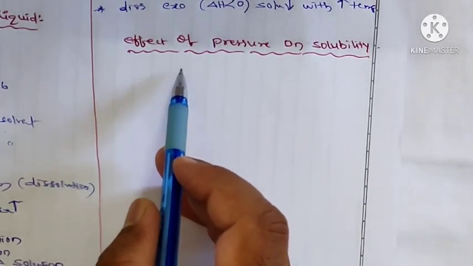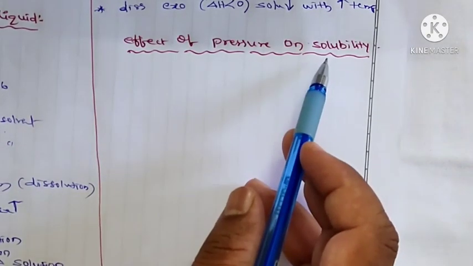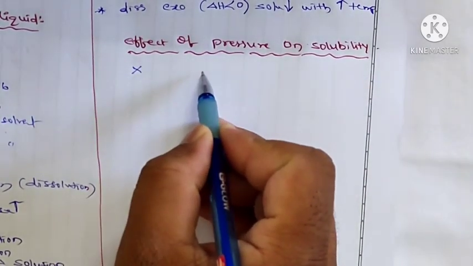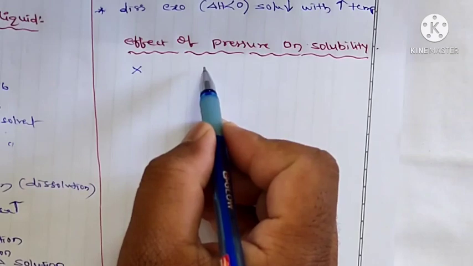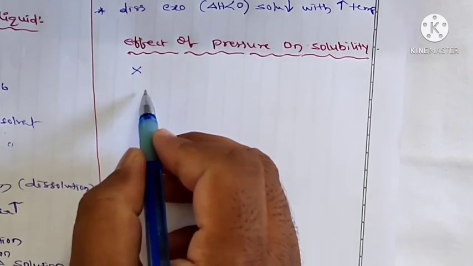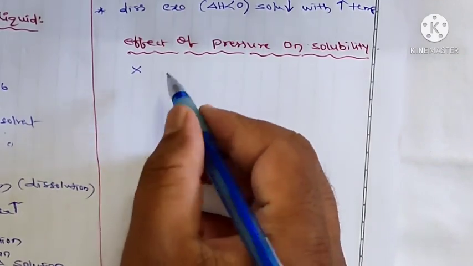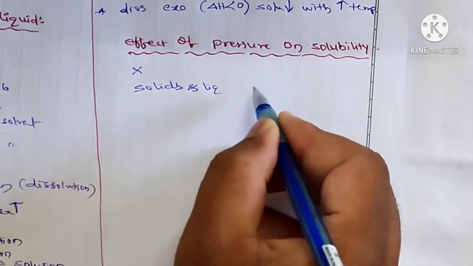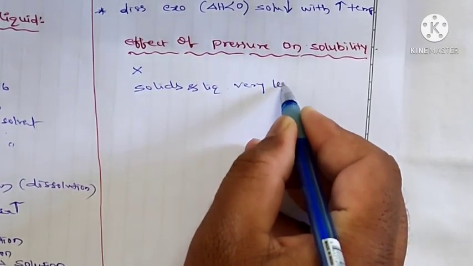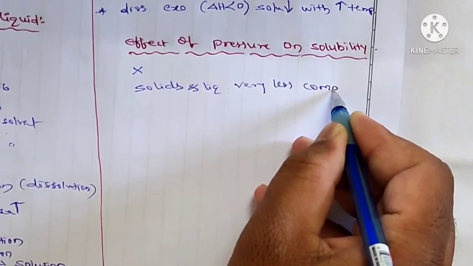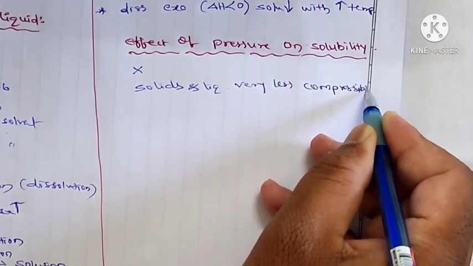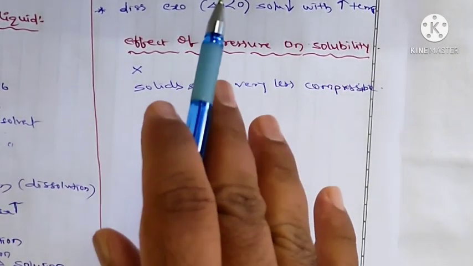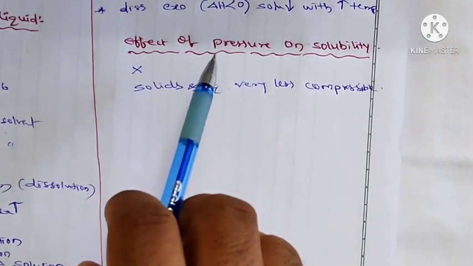And next one, effect of pressure on solubility. Pressure does not have any effect on the solubility of solids in liquids, because solids and liquids are very less compressible than gases. So pressure does not have any effect on the solubility of solids in liquids.